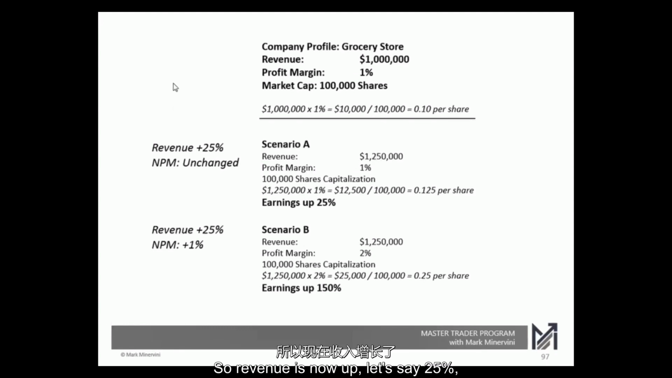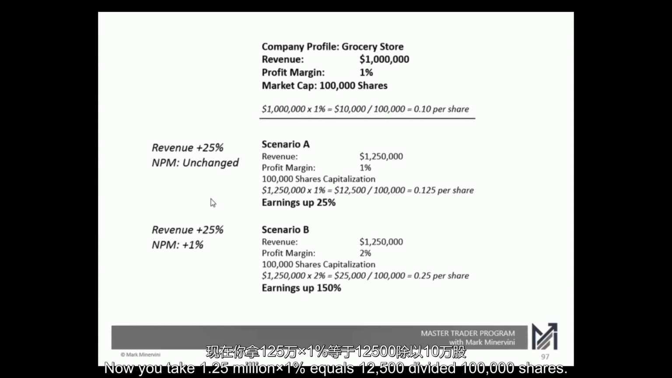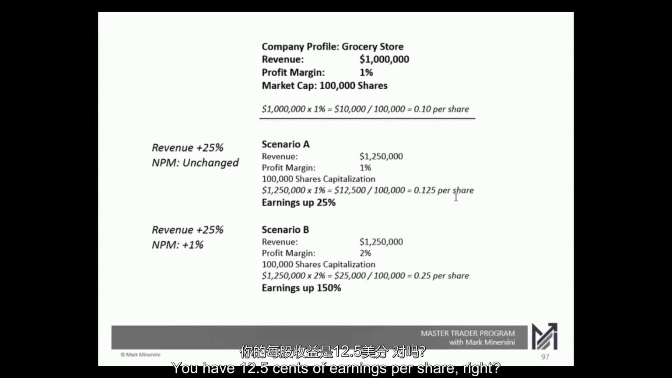Let's say they grow the revenue 25%, with profit margins of 1%. So now you take 1.25 million times 1% equals 12,500, divided by 100,000 shares. You have 12.5 cents of earnings per share, right? Earnings would be up 25%. Margins are the same, so sales going up 25% increases earnings up 25%.